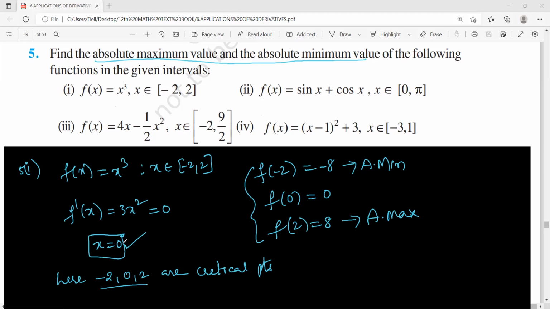At 0, whether it is local maxima or local minima, I would have to go for the second derivative test to check. But I am only substituting. Here minus 2, 0 and 2 are the 3 points. At these 3 points, I will have local maxima or minima. So I substitute the 3 points, and from these answers only I can decide. Yes or no? Yes, sir. So, next question.